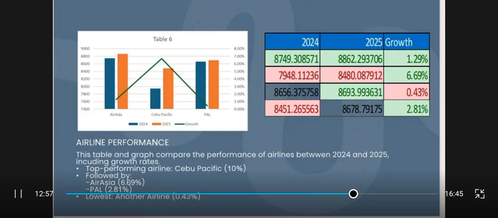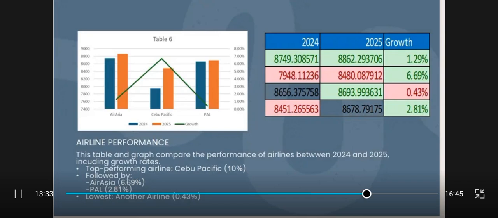So the highest growth is AirAsia, which has the largest increase at 6.69%, making it the top performing airline in terms of growth. Then followed by the other category with 2.81% growth. Then Cebu Pacific with 1.29%. Then the lowest growth is the Philippine Airlines, which recorded the smallest increase at only 0.43%.